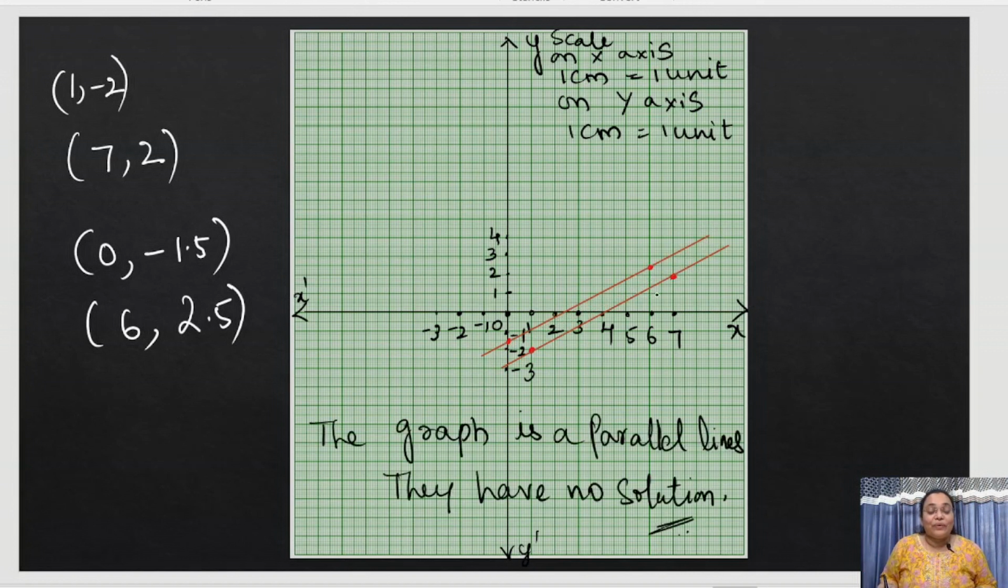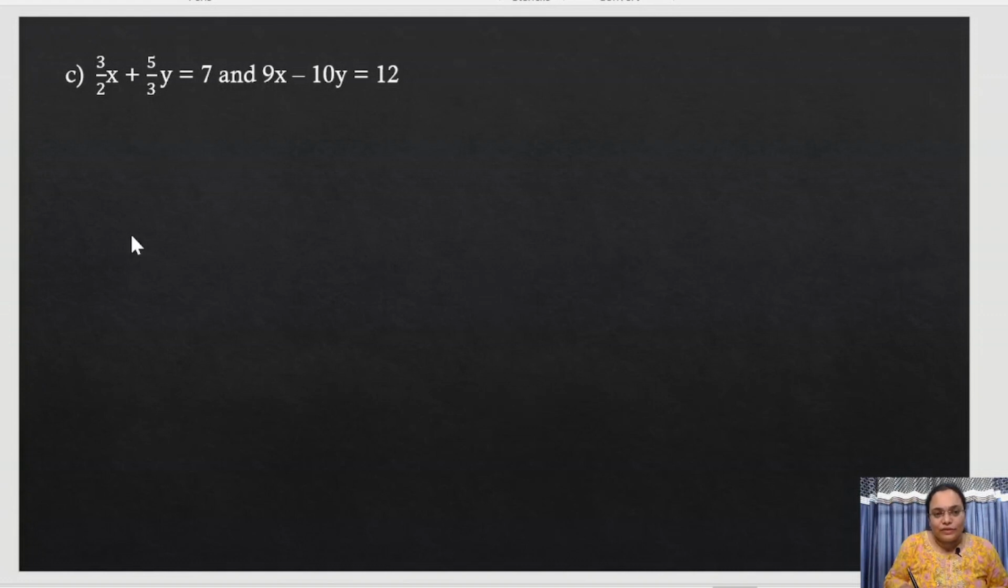So from the graph, we can say that these 2 lines are parallel lines and parallel lines have no solution. Okay. So let us do the next bit.